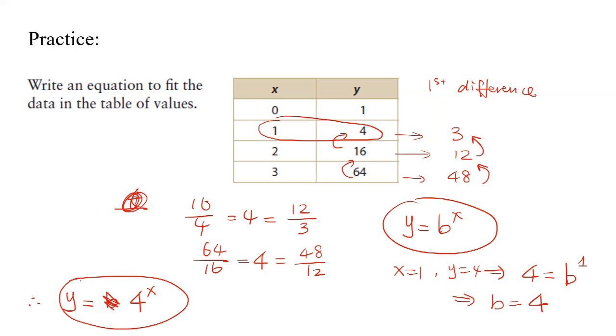And next, let's check if this function works for all of this data. When x is 0, apparently y is 1. When x is 1, y is 4. When x is 2, y is 16. When x is 3, y equals 4 to the power of 3, which is 64. So that means this function works for this set of data.